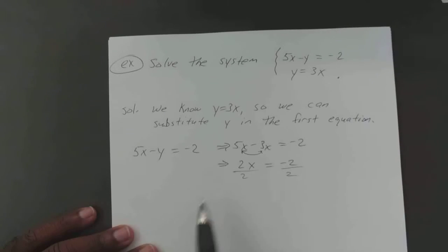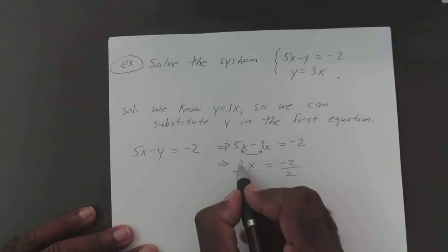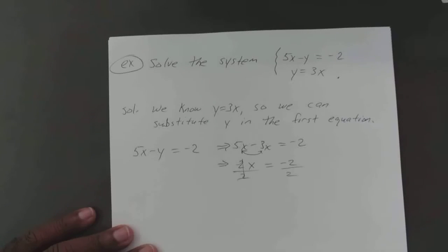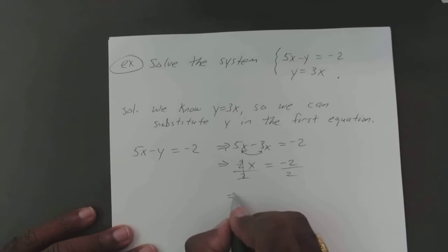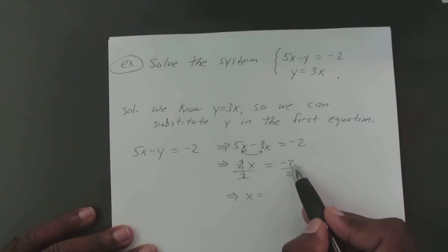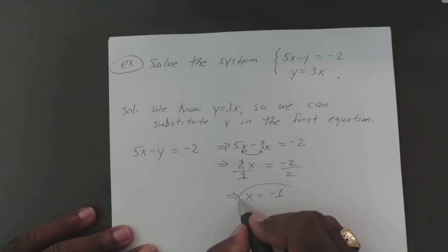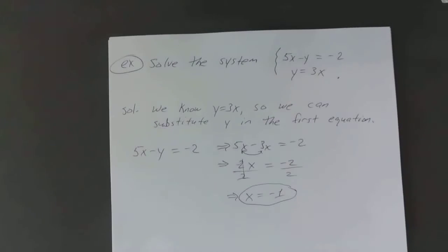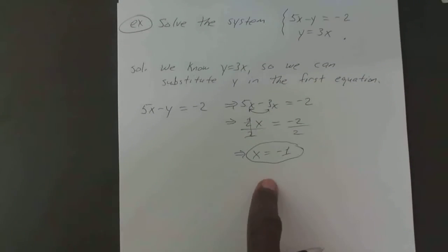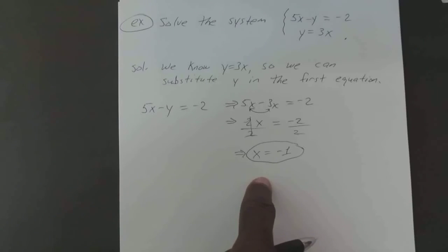Divide both sides by 2. Anything divided by itself is just 1. And 1 times x is just x. Negative 2 divided by 2 is just negative 1. Okay. Any questions on that one? All right, so now that we solved for x, x equals negative 1, what do we do?